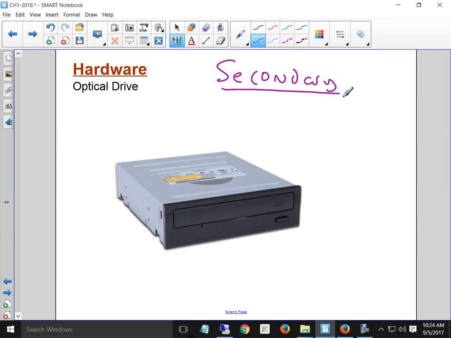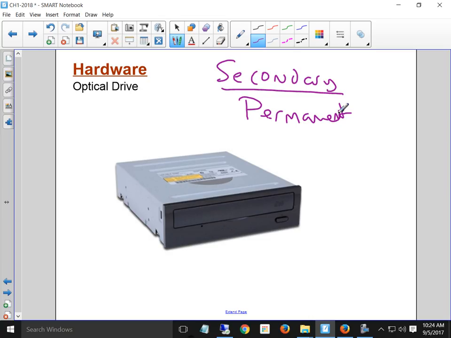It's called secondary storage, but it's considered permanent. Okay? It's where we keep stuff. It's where our operating system is saved. It's where our programs are saved. It's where all of our data is saved. It can be the hard drive, but it can also be an optical drive.